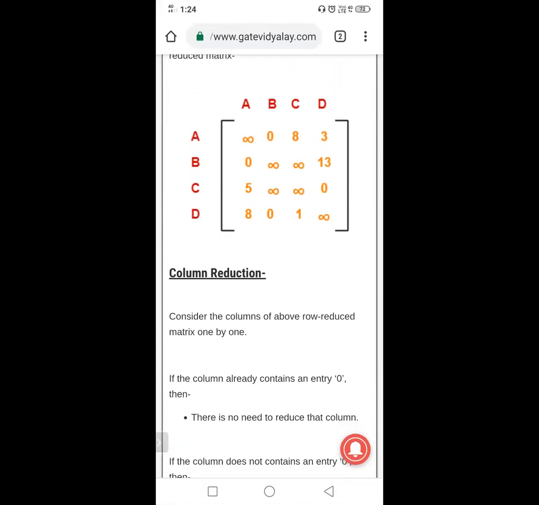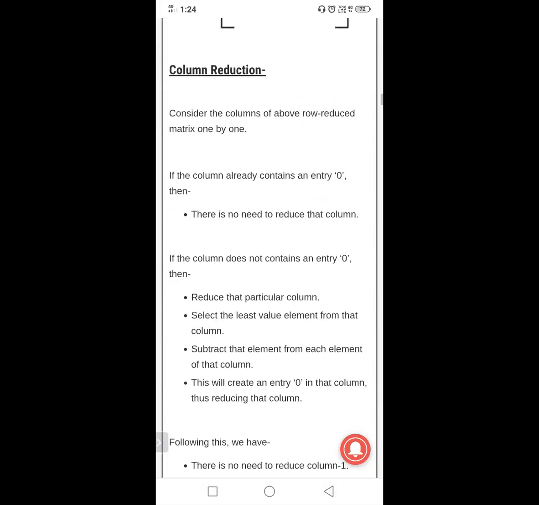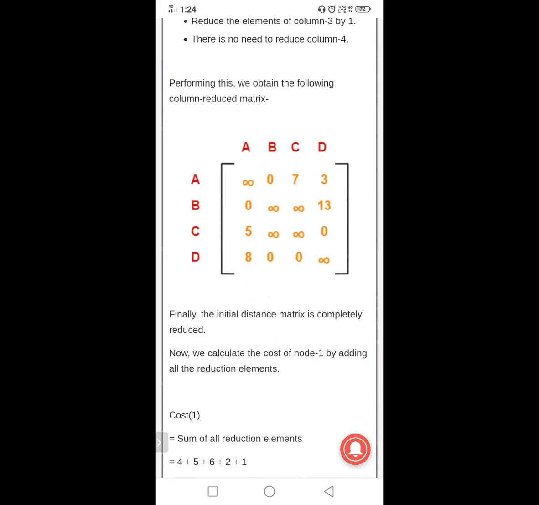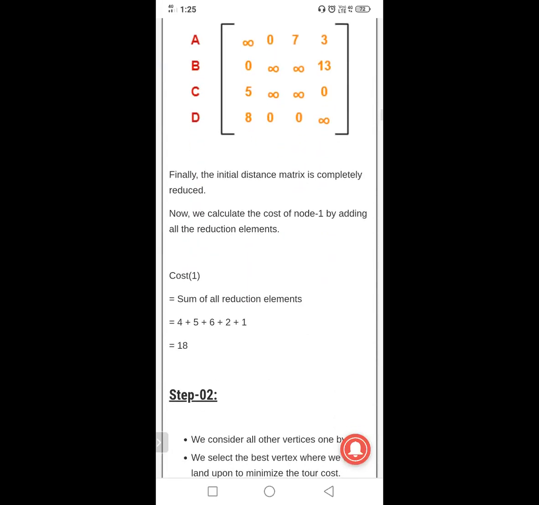Using this matrix, in this column it is 0, 0, 1 is there, and here 0. So this is the matrix. Then what is the cost? The sum of all the reduction elements gives the cost. This one we consider as the root node, then we start our journey.